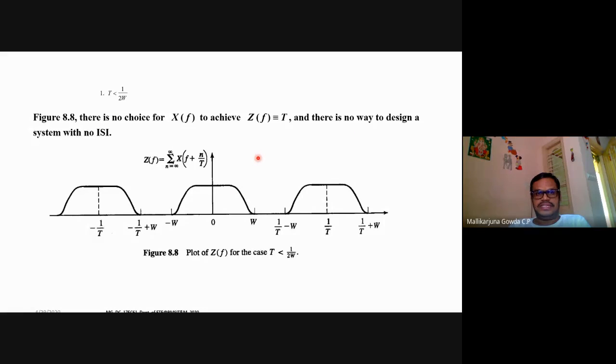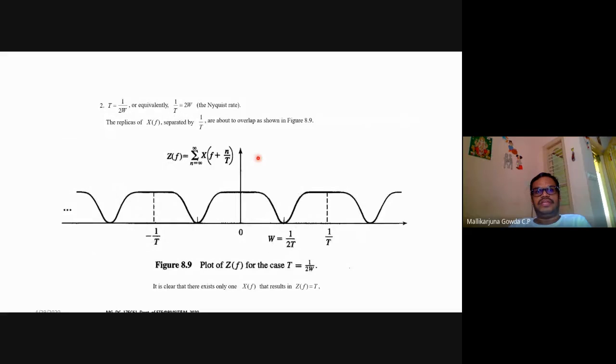The next case is when T is equal to 1/2W, or 1/T is equal to 2W. So 2W is the bandwidth of the X(f), that is 2W. Here what is happening? It is exactly joining, it's attaching. So this is W, W is equal to 1/T. This is what the pulse means. It repeats when X(f) repeats, exactly aligning with the edges of this one.